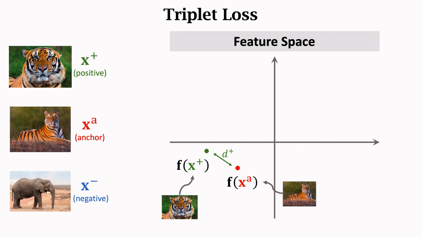The elephant is a negative sample. It's from a different class. Its feature vector is the blue dot. The blue dot is the feature vector extracted by the convolutional neural network. Let d_negative be the square distance between the blue and red feature vectors. It means how different the negative sample is from the anchor. We hope d_negative is as large as possible. d_negative should be much larger than d_positive. Otherwise, the model cannot distinguish between tiger and elephant.